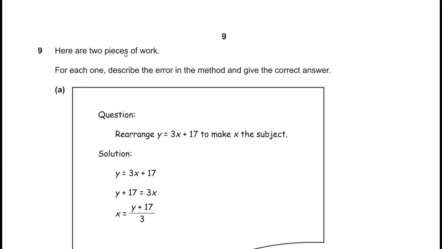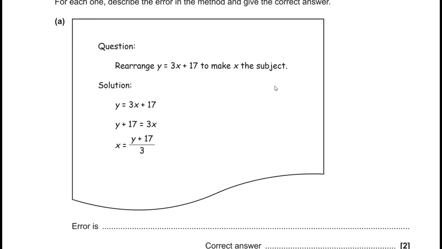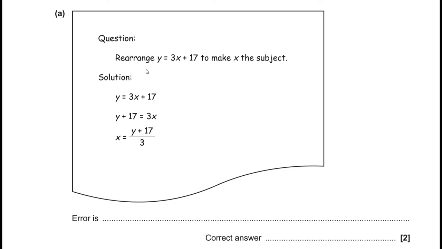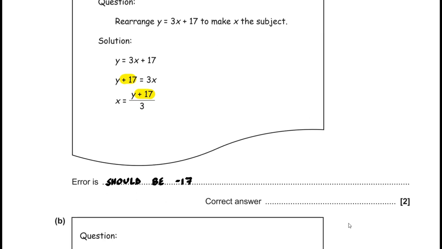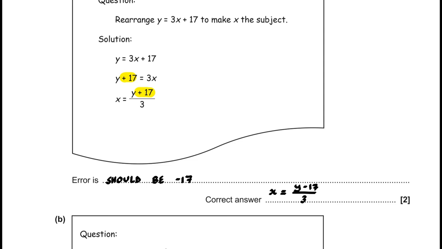Question number 9. Here are 2 pieces of work. For each one, we have to describe the error in the method and give the correct answer. So here, for our question, we have to rearrange y equals 3x plus 17 to make x the subject. We've got y equals 3x plus 17, and then they've rearranged to get 3x by itself, and they've written y plus 17 equals 3x, and then they've divided through by 3. So in terms of the error, well, it's over here where they've added the 17. What they should have done is subtract 17 instead. So when we have the correct answer to be written, that is simply x equals y minus 17 over 3.